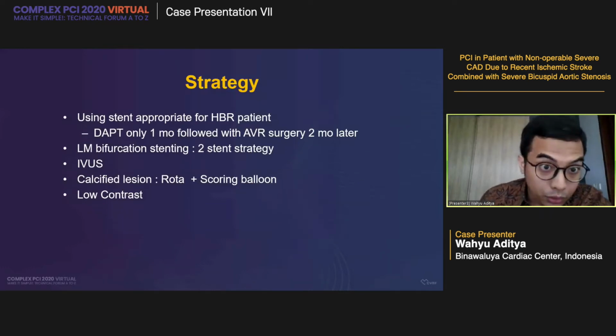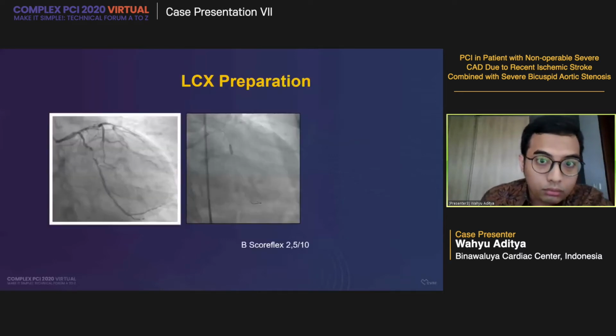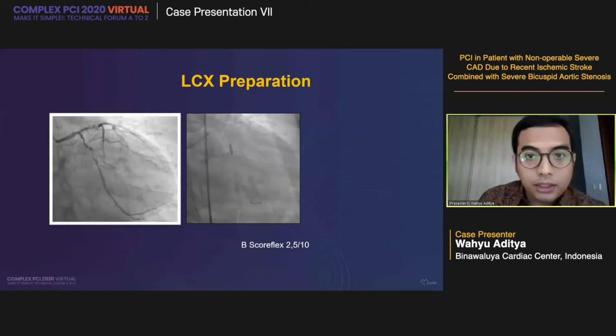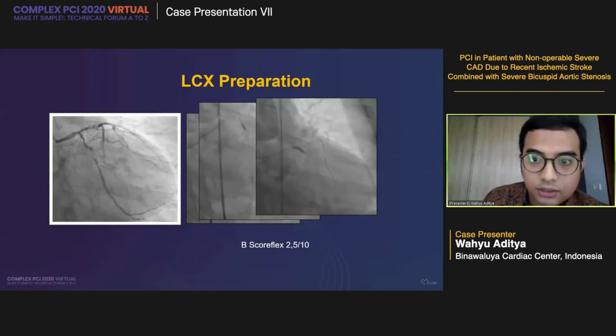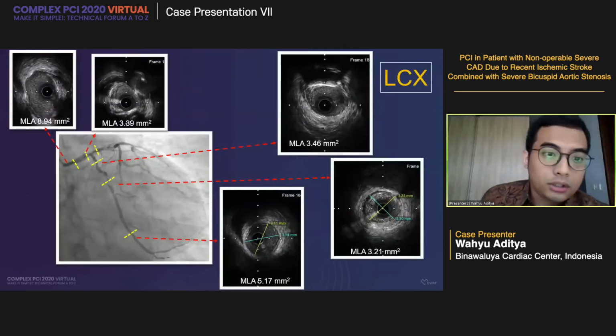For left main bifurcation stenting, we use a two-stent strategy. We use IVUS. For calcification, we use Rota and a scoring balloon, and we have to use low contrast. First, this is the LCX preparation. We use a 2.5 Scoreflex balloon at the distal LCX, and then we use IVUS to evaluate the LCX. Left main is 8.7, distal left main is 3.3, the proximal LCX MLA is 3.4, and the distal LCX is 5.1.